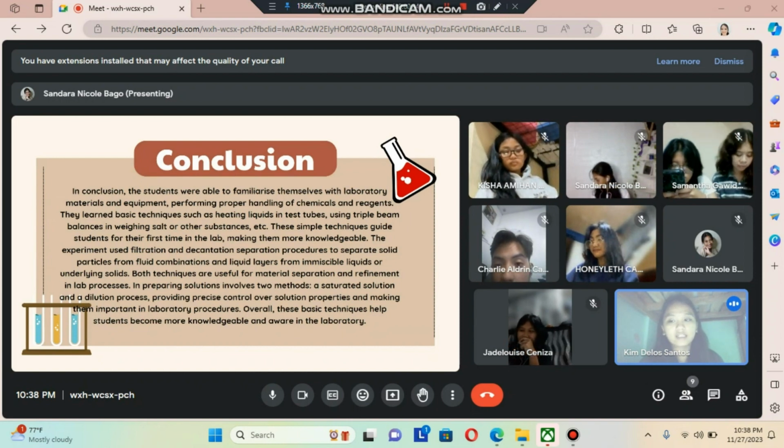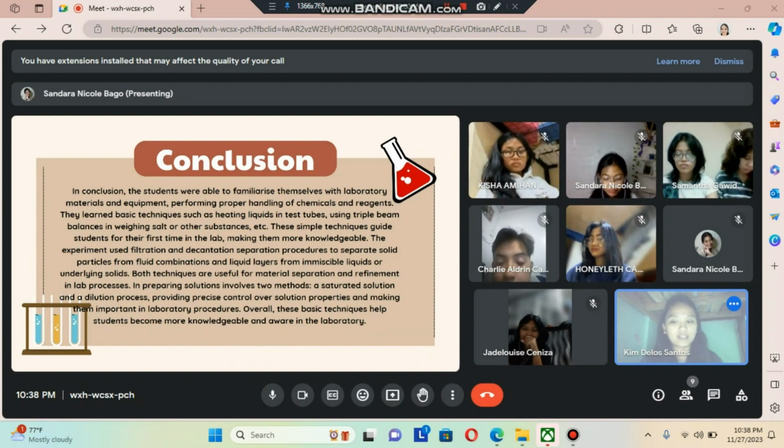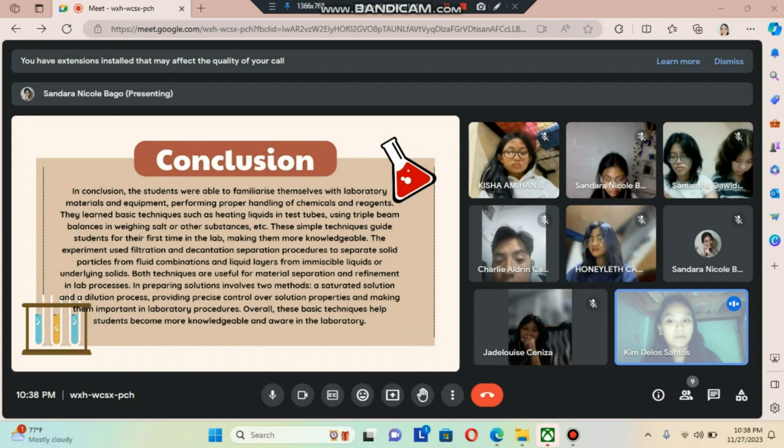The experiment used filtration and decantation separation procedures to separate solid particles from fluid combination and liquid layers from immiscible liquid or underlying solids. Both techniques are useful for material separation and refinement in lab processes. Preparing a solution involves two methods, a saturated solution and a dilution process, providing precise control over solution properties and making them important in laboratory procedures. Overall, these basic techniques help students become more knowledgeable and aware in the laboratory.